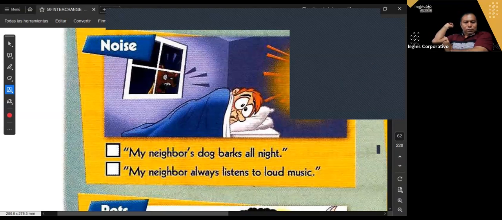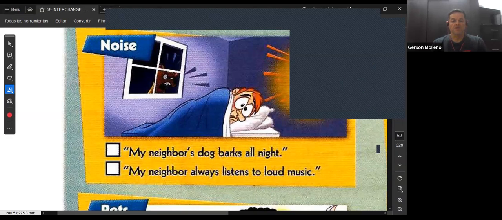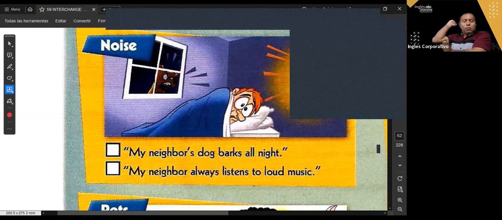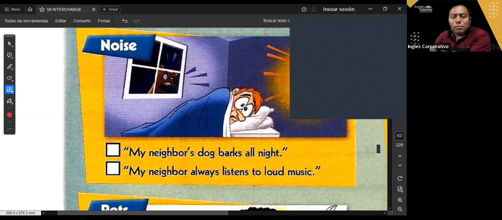My neighbor's dog barks all night. Excellent, right? El perro de mi vecino, all night, toda la noche. Ladra, barks. Okay, the next one. Can you help me, please? Ana María García de Sigüenza with the next one. My neighbor always.